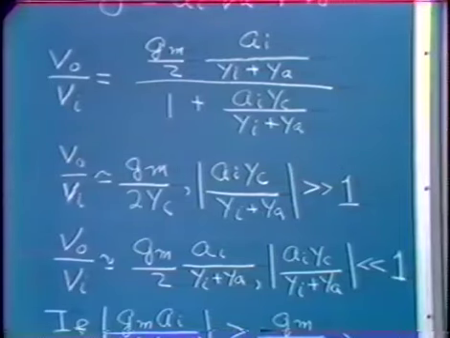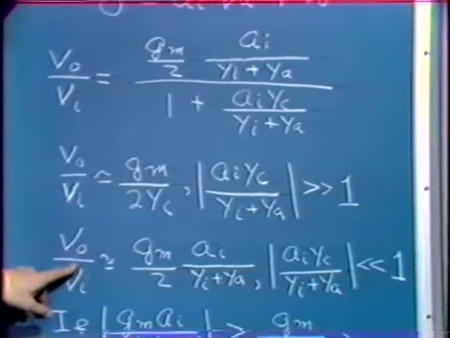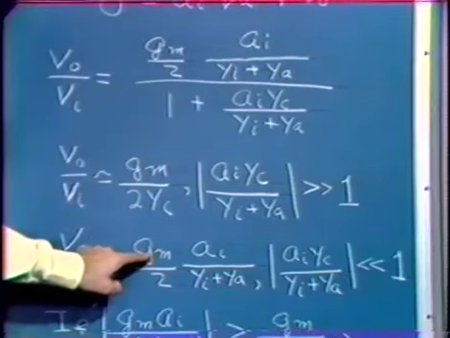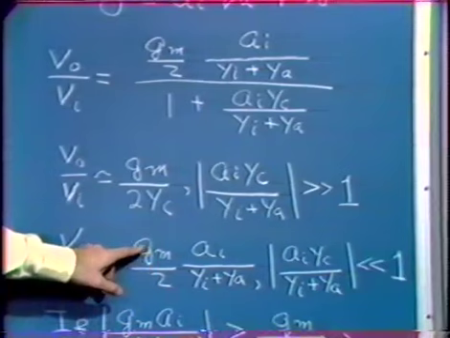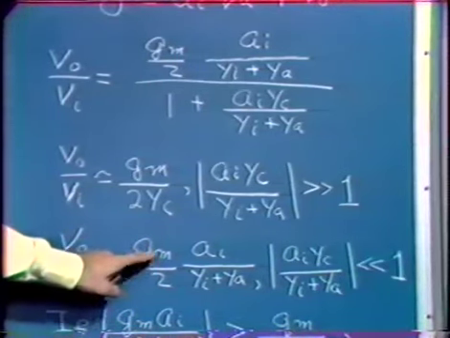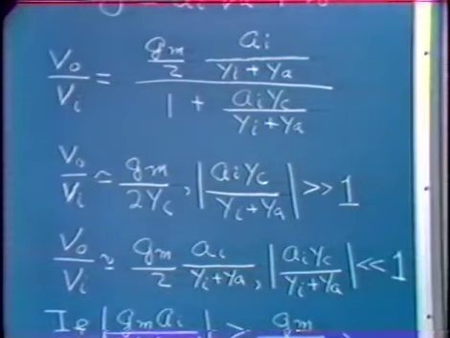In the other limiting case, where the magnitude of the transmission around the minor loop is small compared to 1, we find that the input to output transfer function for the amplifier, its open loop transfer function, is simply that which would result with the minor loop disabled. That's the effect of having the transmission around the minor loop small. And in that case, we get GM over 2 times AI over YI plus YA.